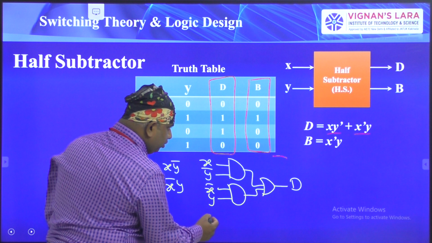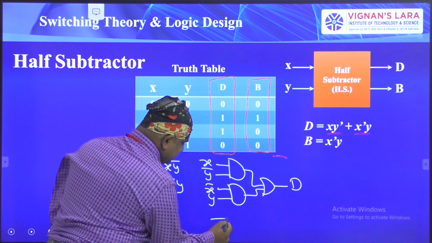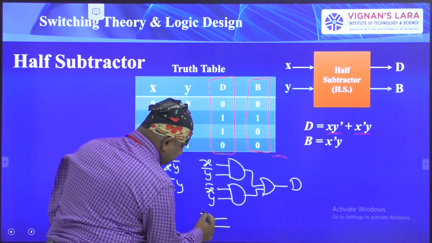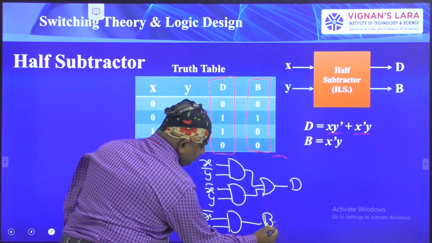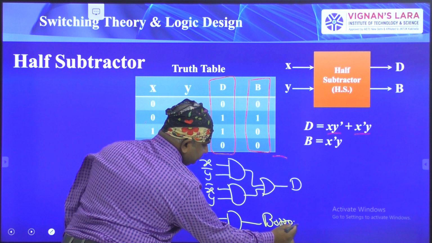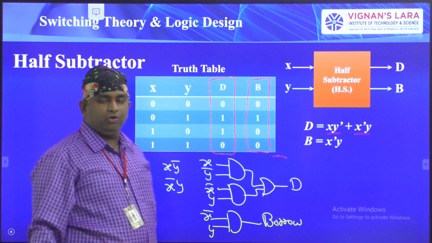Next, coming to the borrow logic diagram, x bar y. So this is x bar and this is y. This is the borrow functionality. This is the borrow related diagram.